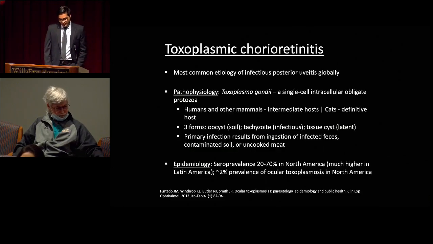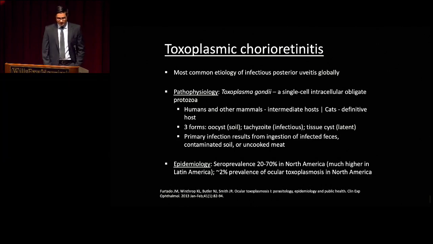So ocular toxoplasmosis is the most common infectious etiology of posterior uveitis. It's caused by Toxoplasma gondii, which is a single-cell intracellular parasite. Cats are the definitive host, but humans are intermediate hosts, and infection occurs either through ingestion of infected waste material, contaminated soil, or undercooked meats. Seroprevalence is relatively high in North America and much higher in Latin America and developing countries.